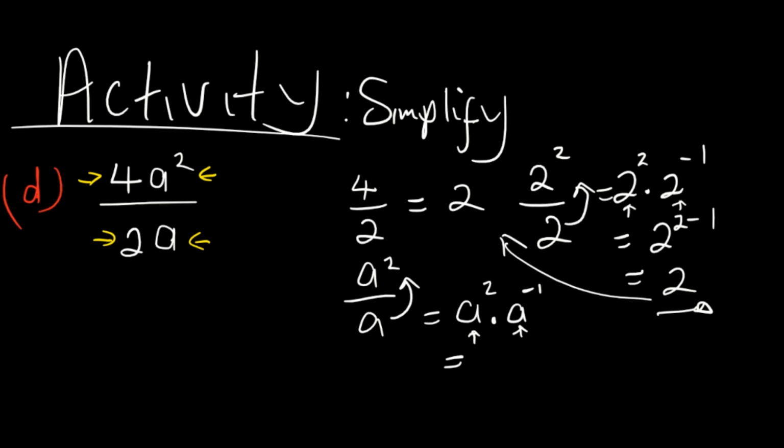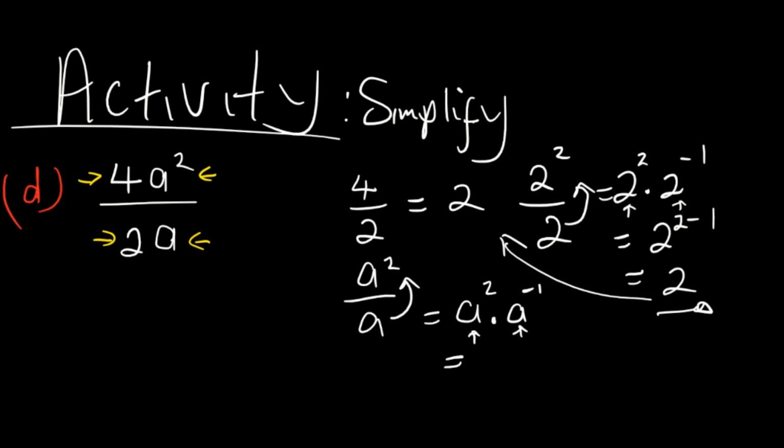Our first answer, for the numbers, was 2. So we're going to write 2. And then the second answer that we got was a. So we're going to write a. So it's 2a.